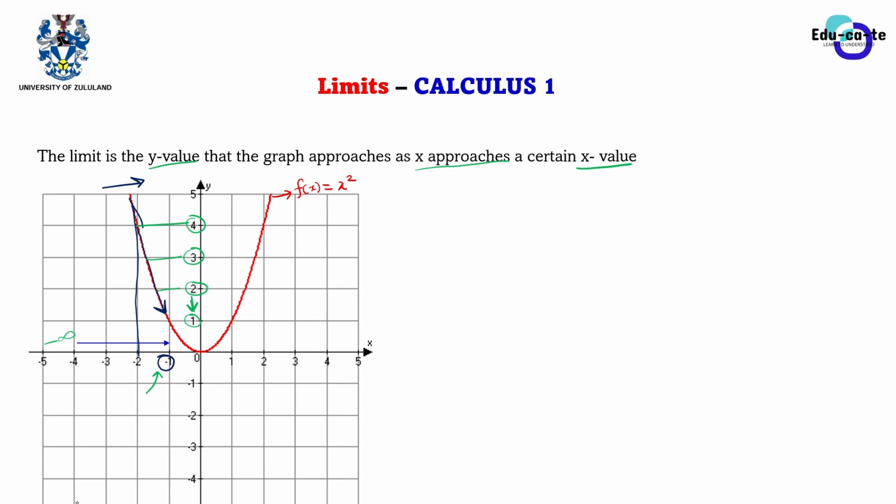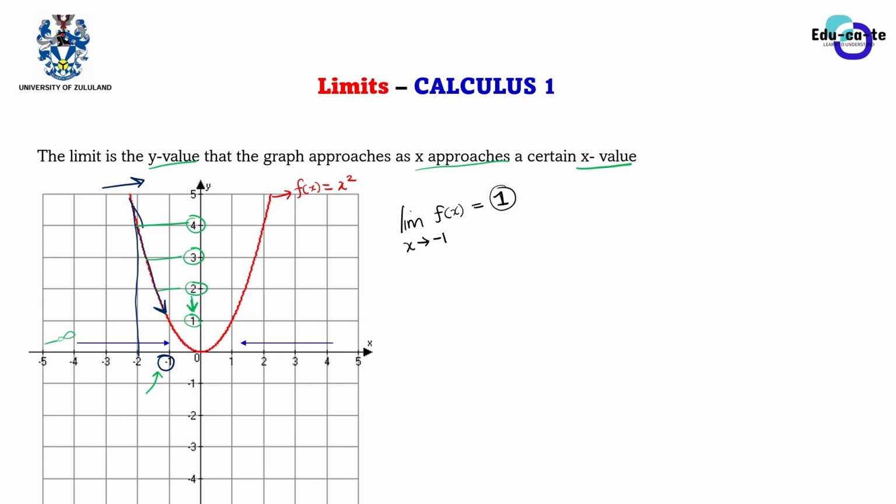So we can just write there and say that the limit as x approaches -1, so the limit as the x values are moving towards -1 of the function f of x is equal to +1. So it just means that +1 is just the y value that we approach when x is approaching -1. So that's how we say that this is the limit of the function as x approaches -1.